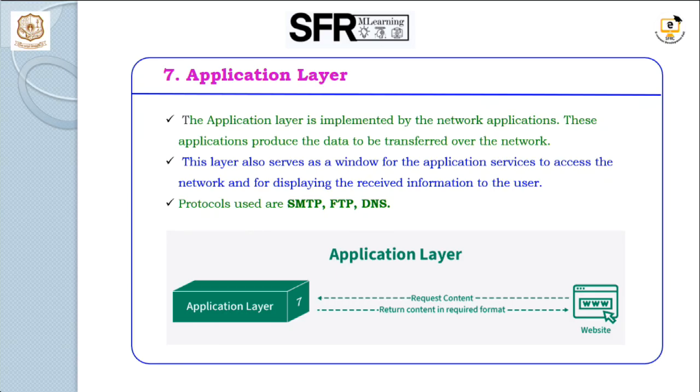This layer also serves as a window for the application services to access the network and for displaying the received information to the user, which means you submit a request, the system will process the request and give you the needed data. The protocols used by the application layer are SMTP, FTP and DNS. The functions done by the application layer are network virtual terminals, mail services, directory services, and all the services we use on the internet will be handled by the application layer. This is a user interface where we interact with the computer.